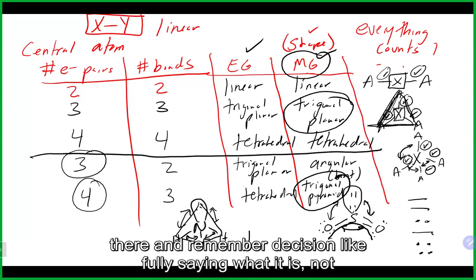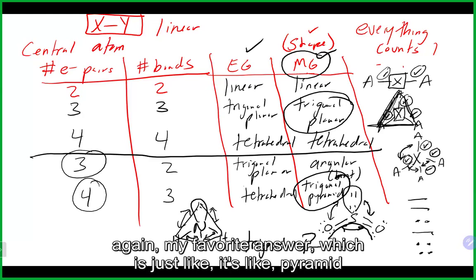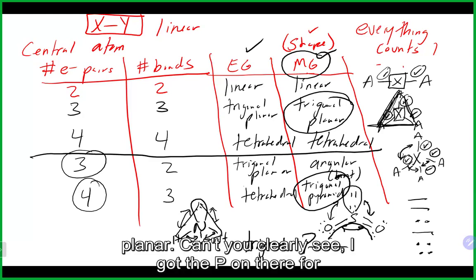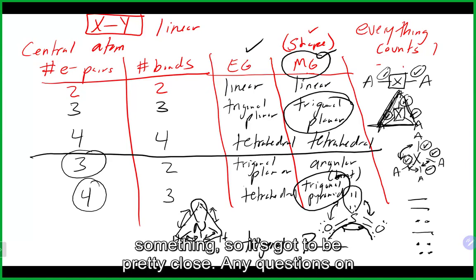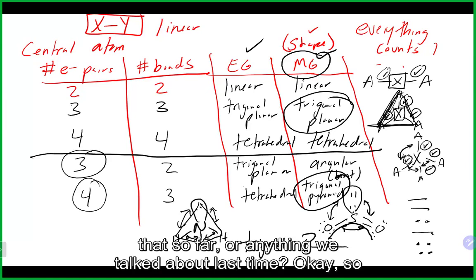And remember, decision means fully saying what it is, not, my favorite answer, just "pyramid, planar." Can't you clearly see I got the P on there for something? So it's got to be pretty close. Any questions on that so far? Or anything we talked about last time?